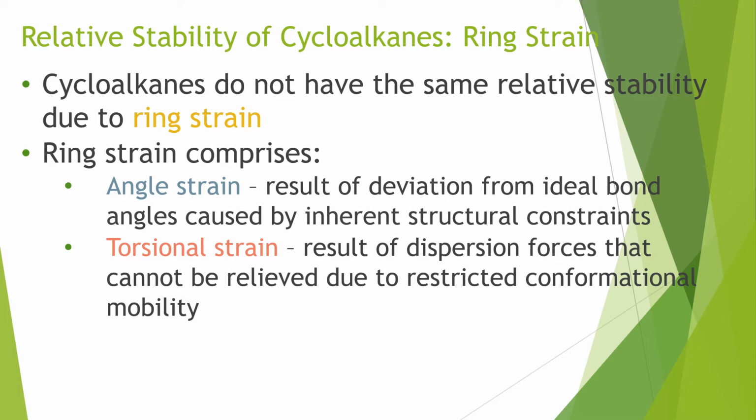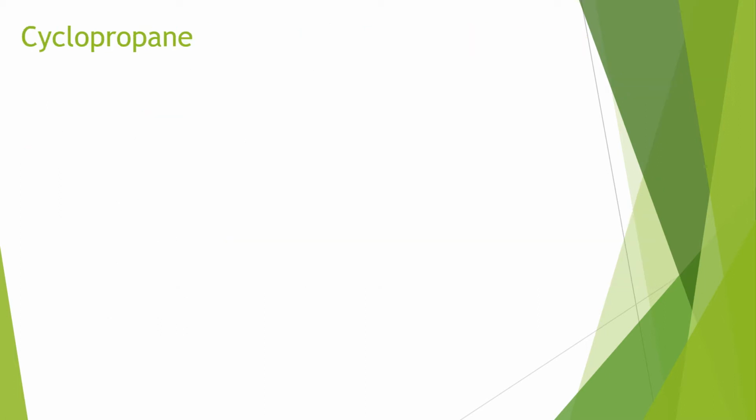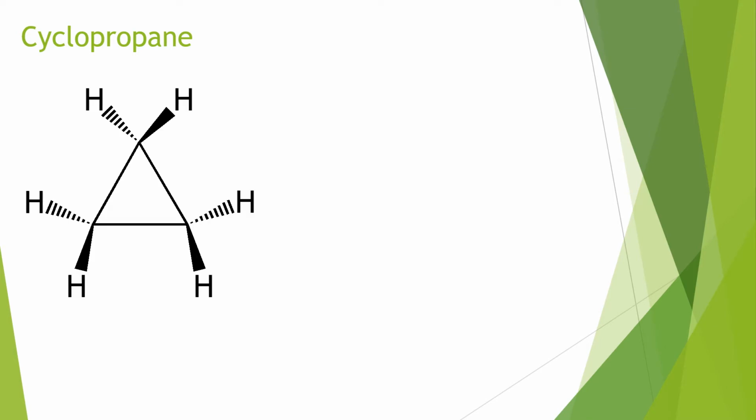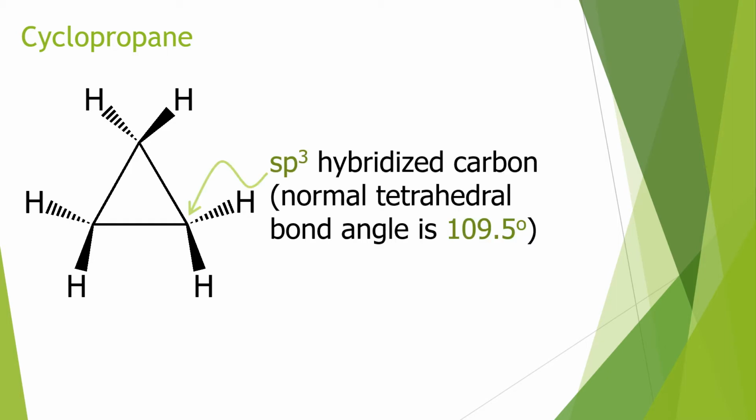There's also torsional strain, which is the result of the dispersion forces that are being forced due to the restriction of mobility caused by being closed up into a ring. So let's take a look at cyclopropane. Cyclopropane has bond angles here that are far from the preferable 109.5 degrees. Because of this, cyclopropane is not very stable.